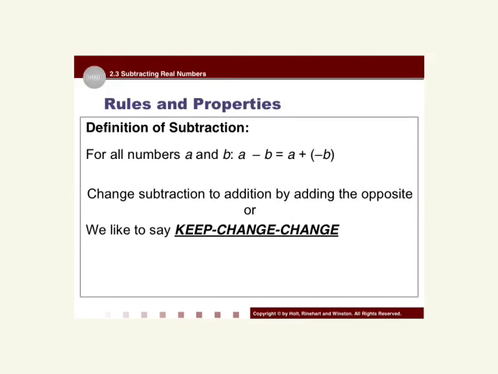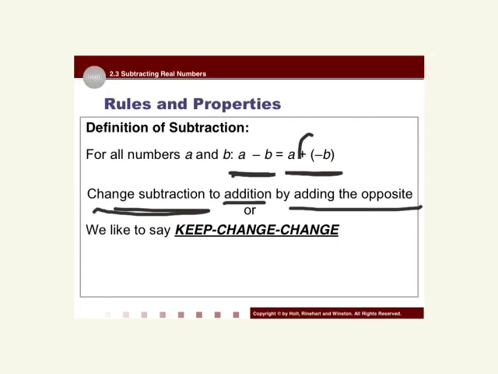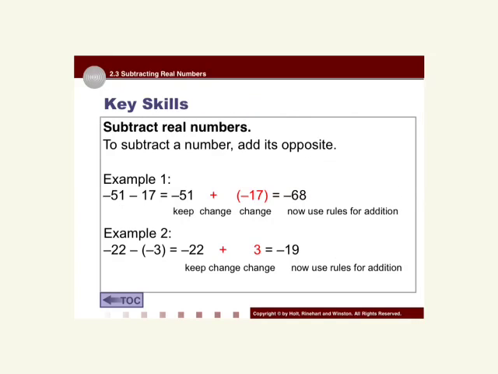So what it comes down to for the definition of subtraction is that for all numbers a and b, if we have a minus b, that means the exact same thing as a plus the opposite of b. And so we change subtraction to addition by adding the opposite. So this is adding the opposite of what we're subtracting. Now an easy way to try to remember this, and what we like to say is keep, change, change. And I'll show you how that works in this next example.